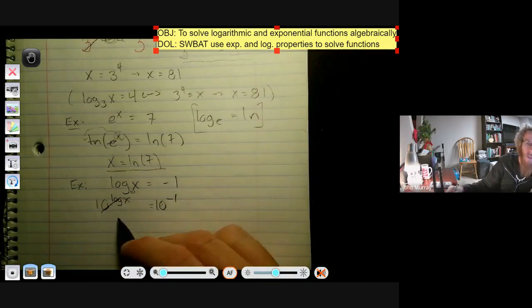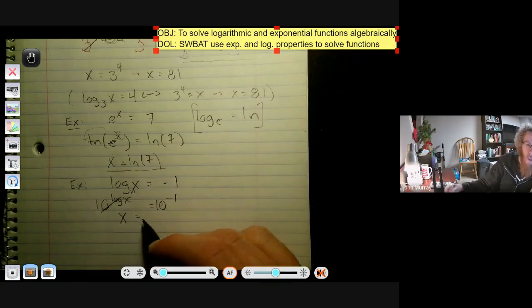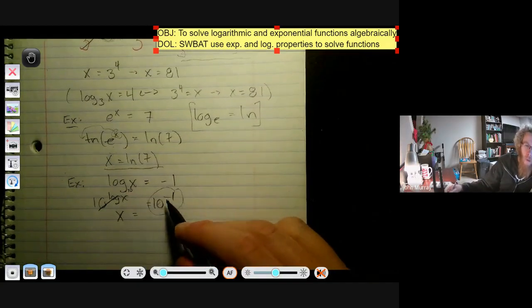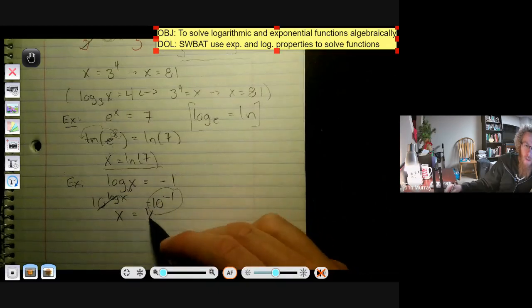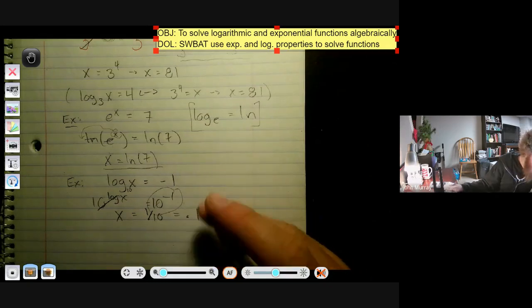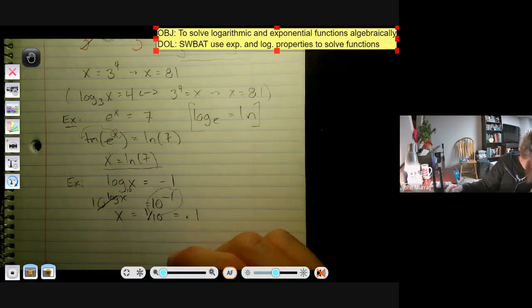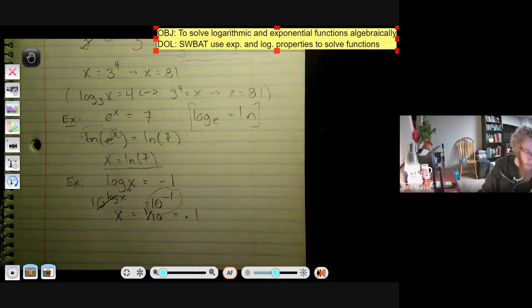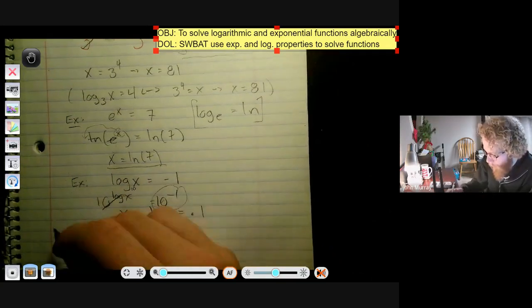The 10 to the log cancel each other out. You're left with x. Now just be careful here. Remember, a negative exponent gives us a fraction. Okay, so for that one, we get 1/10, 0.1. Any questions so far? All right, let's take a look at a more challenging one.